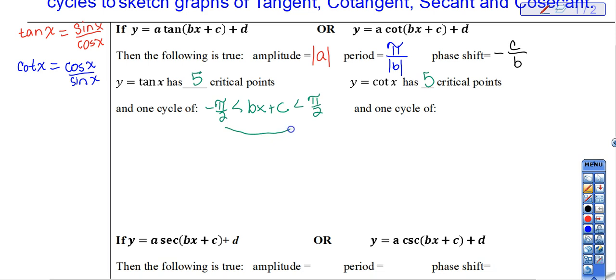And what I want to indicate to you is this: these two terms on each end of the cycle are your asymptotes. Okay, so 2 of your 5 critical points are asymptotes. And then one cycle of the cotangent function is 0 less than bx plus c, less than pi. So a period of pi, where again, these outside terms are asymptotes.